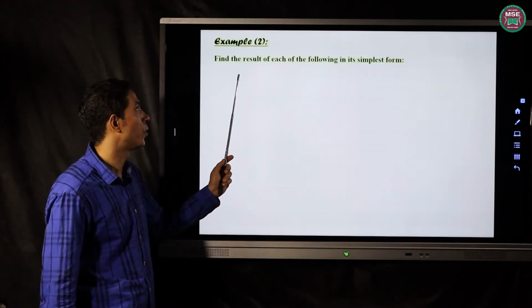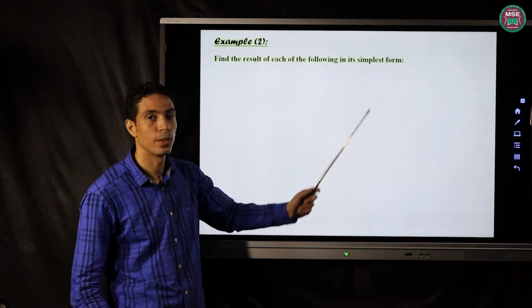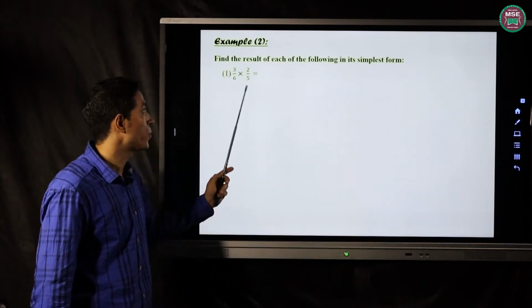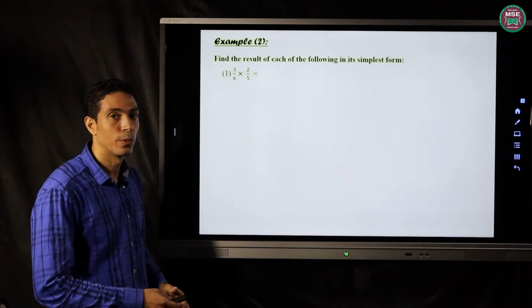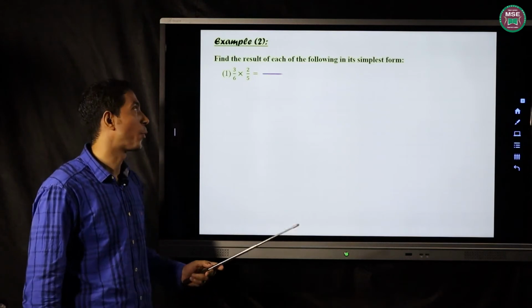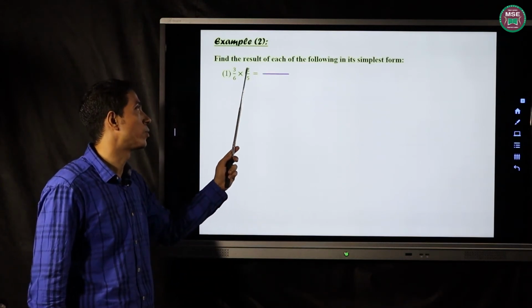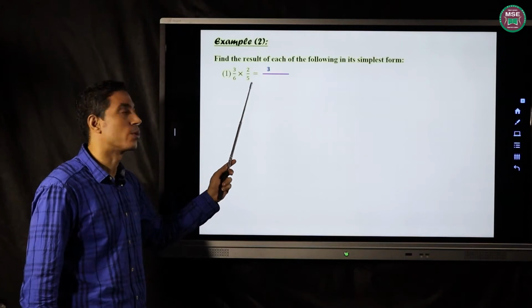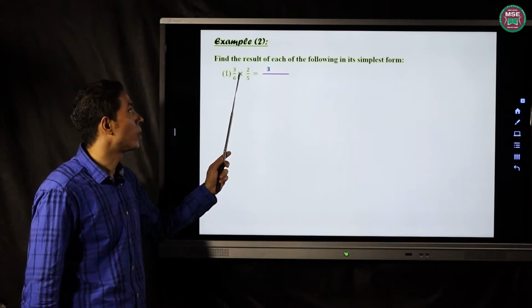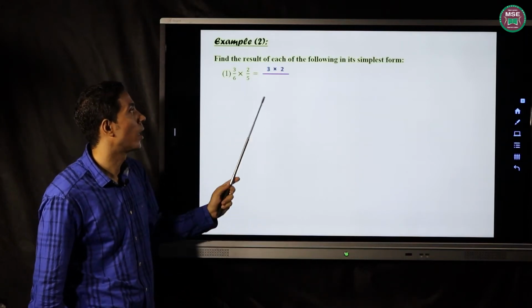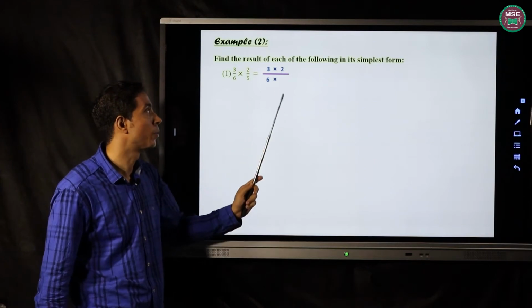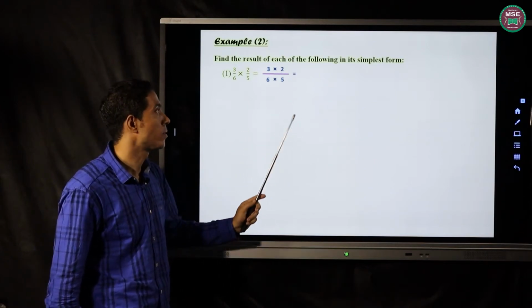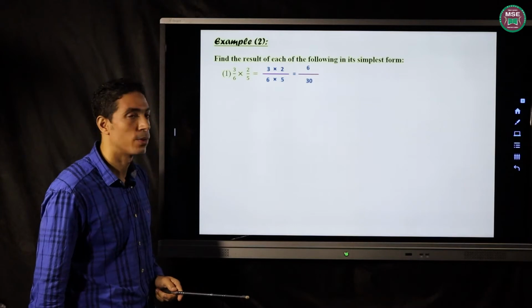Example number 2, find the result of each of the following in simplest form. Number 1, 3 over 6 times 2 over 5. When we multiply two fractions, we multiply the numerator with the numerator and the denominator with the denominator. Then 3 multiplied by 2 and 6 multiplied by 5. 3 times 2 equals 6, and 6 times 5 equals 30.